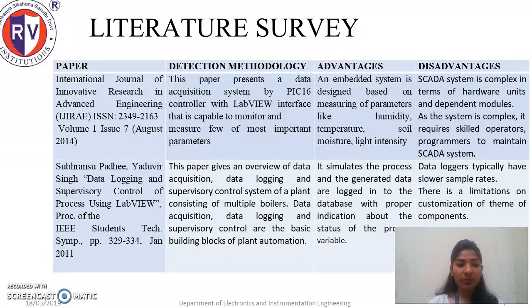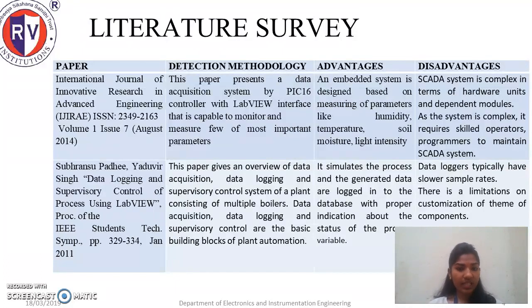Now, the next paper we have referred to would be Data Logging and Supervisory Control of Process using LabVIEW. The detection methodology here is, this paper gives an overview of data acquisition, data logging, and supervisory control system of a plant consisting of multiple boilers. Data acquisition, data logging, and supervisory control are the basic building blocks of plant automation.